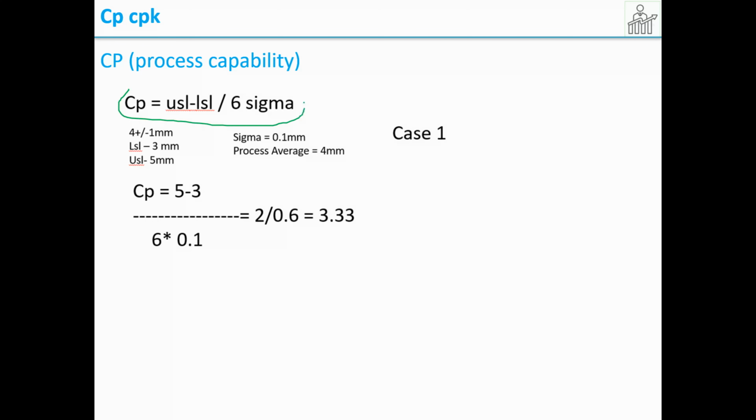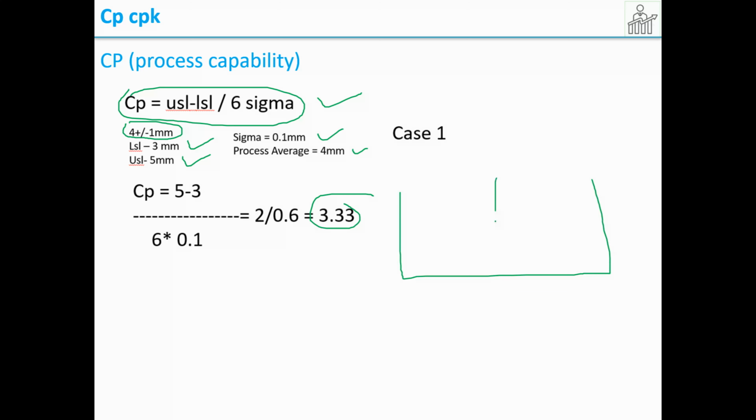CP is equal to USL minus LSL divided by 6 sigma. For example, this is a dimension 4 plus or minus 1 mm, and LSL is 3 mm, USL is 5 mm, sigma is 0.1 mm, process average is 4 mm. So USL minus LSL is 5 minus 3, divided by 6 times 0.1. You will get 3.33. Let us plot the graph.